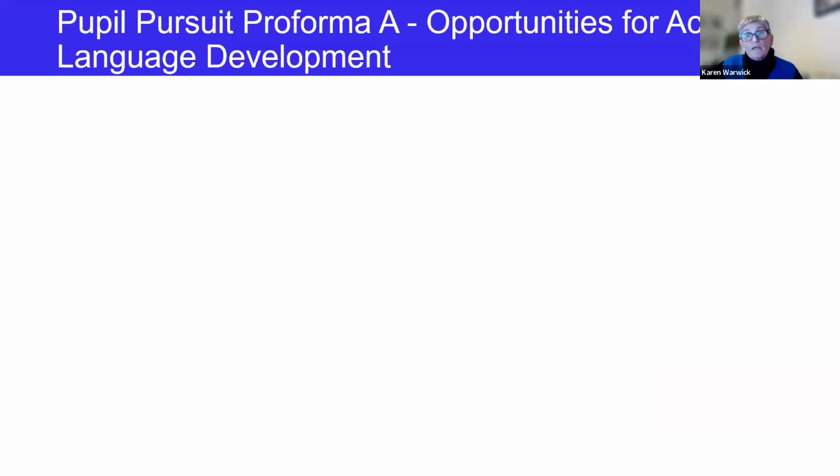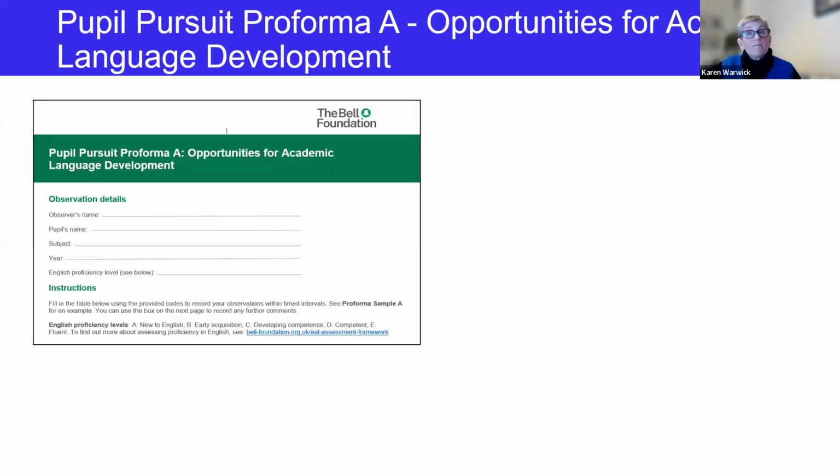So the first proforma document is proforma A, which provides opportunities to observe multilingual learners' academic development. That's on page 1, where there's an area for you to put information in about the learner and about yourself, and there are some brief instructions on how to access and go about the activity.